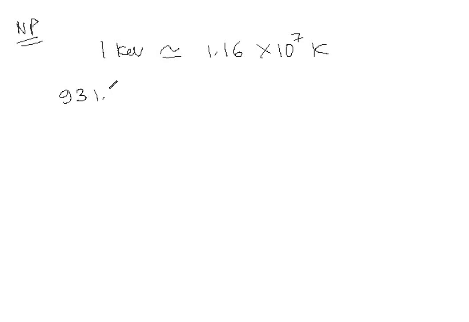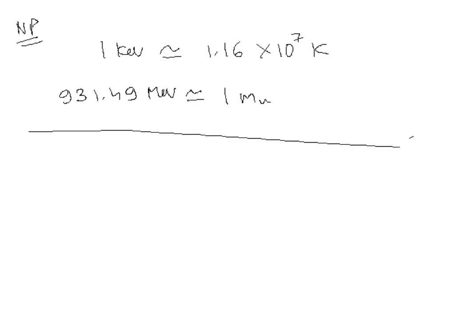In nuclear physics you must remember that we normally take the scales as electron volts, right? Now you must remember this fact that 1 keV is approximately equal to 1.16 into 10 to the power 7 Kelvin. I am writing in terms of temperature. And how much is one atomic mass unit? You also know, it is approximately 931.49 MeV. Okay, this is just a basic idea for you to remember.